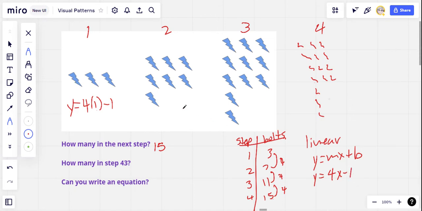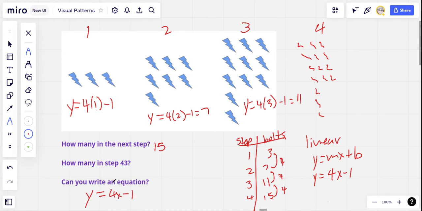Let's test it with a couple of other steps just to double check. So y equals 4 times step 2 minus 1. 4 times 2 is 8 minus 1 is 7. And yeah, there are 7 here. How about step 3? Y equals 4 times step 3 minus 1. 4 times 3 is 12, minus 1 is 11. Yes, that is how many lightning bolts there are in step 3, 11. Great, so we've got an equation that works. I'm going to jot it down here, y equals 4x minus 1.